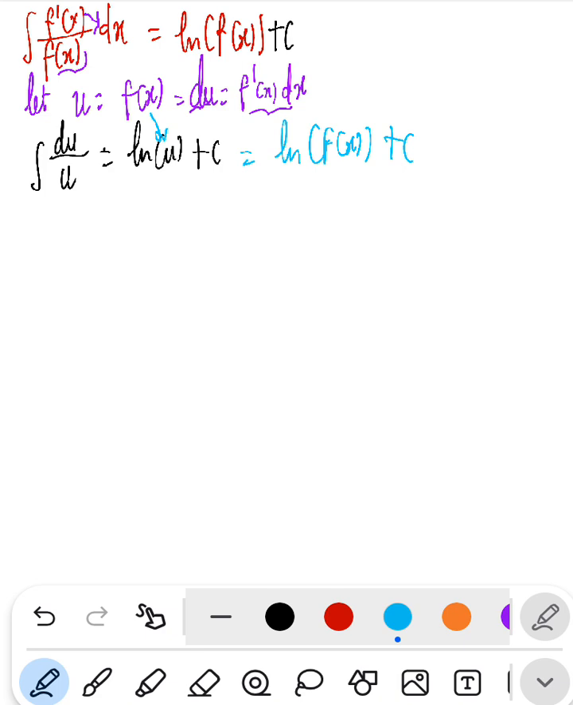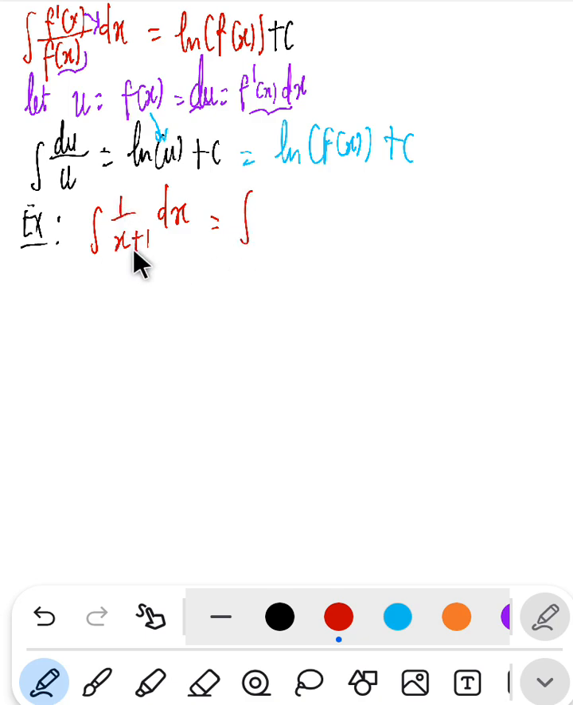Okay, now let's do some examples related to this expression. All right, I'm going to do 3 examples. For example 1, let's say we have the integral of 1 over x plus 1 dx. If you check this kind of integral very well, you can see the derivative of this x plus 1 is what is in the numerator. Are we together?